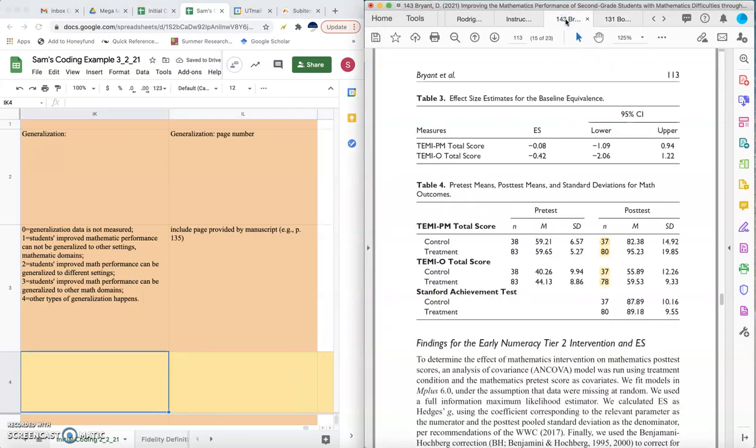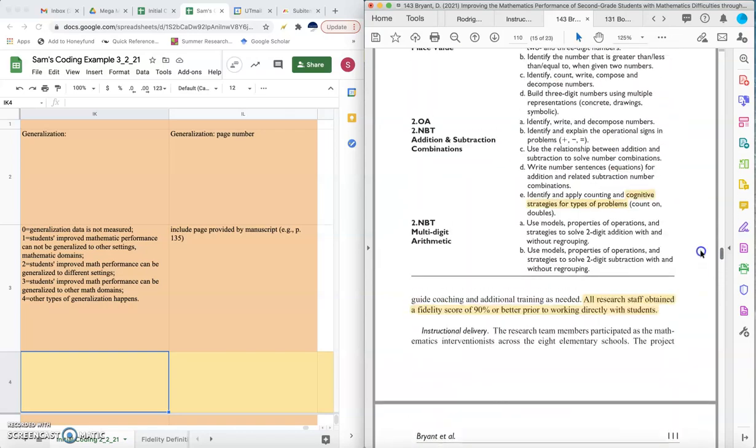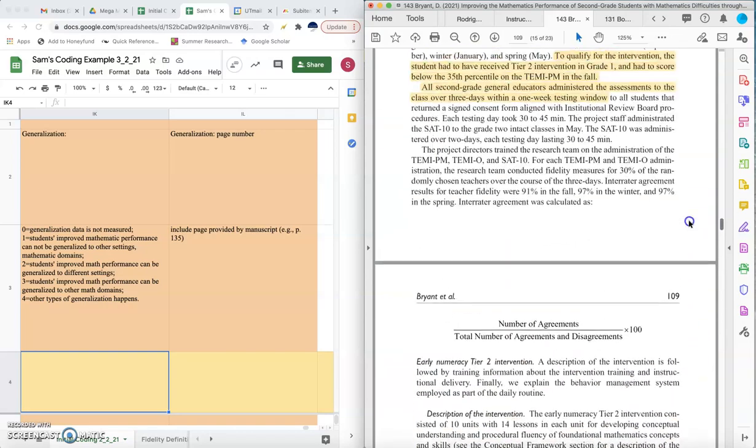Now, generalization in group designs, what we have to do for this is think about whether the intervention is impacting more than just the specific skills that the interventionist is targeting. The way we do that is we're going to go back up to look at what measures they used. All the way back up.